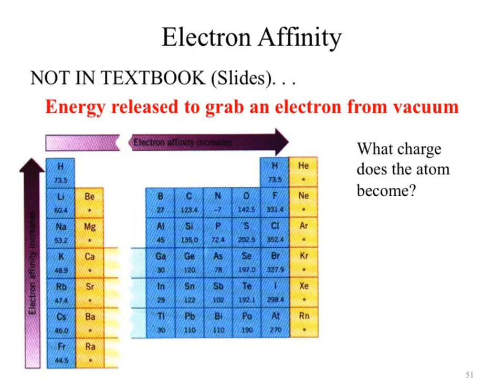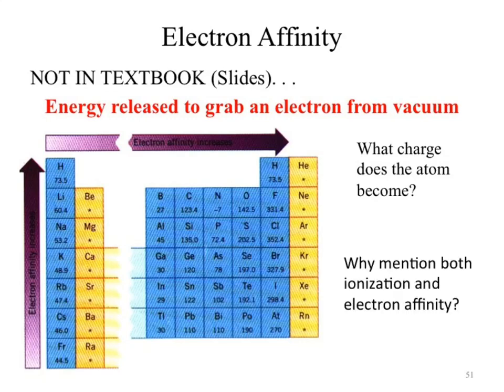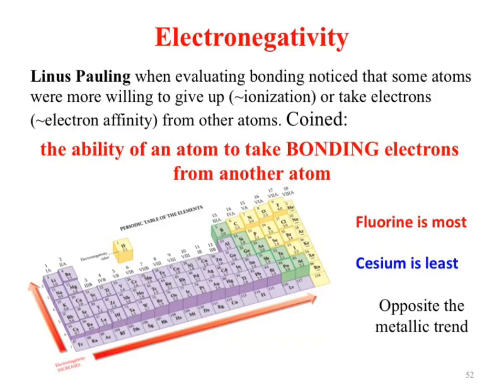So we could quantify all of that determination. And you could look at the trends. We don't care about the trends, it's not in the textbook. But the reason why I want to address it is that the balance of the electron affinity and the ionization energy leads us to another massively important concept. Electronegativity.